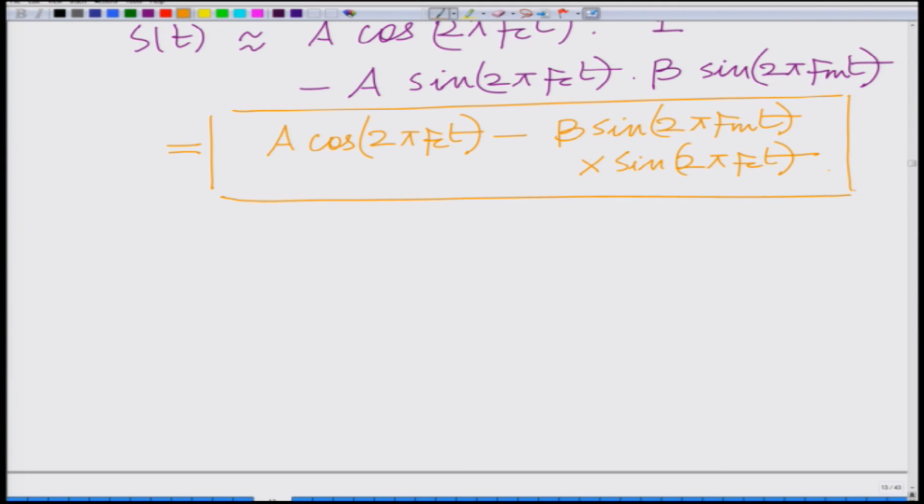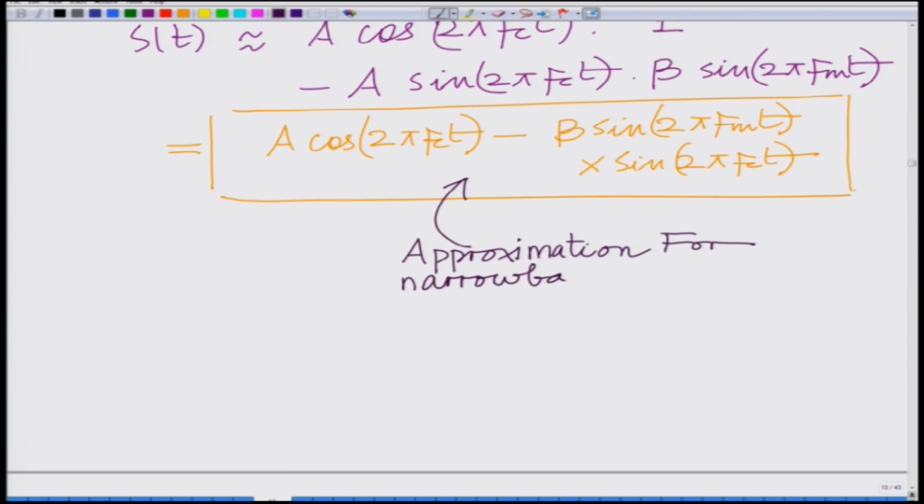So, we are going to employ this approximation for the narrowband modulated FM signal. This is the approximation for our narrowband modulated FM signal, and we are going to employ it for the generation of the FM signal.